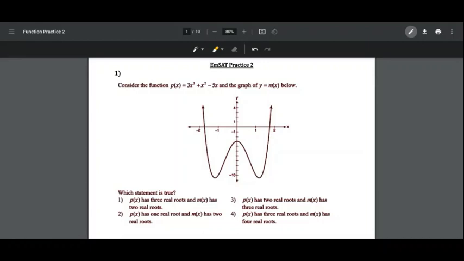This question is about comparing two polynomial functions using the number of real roots. For the function p(x) = 3x^3 + x^2 - 5x, because the highest power is 3, it has a maximum of 3 roots. And then the function m(x) is given in the graph below, and by looking at the graph it is clear that it has 2 real roots, where the graph intersected with the x-axis. So the correct answer is choice 1. Hope you understand and thank you.